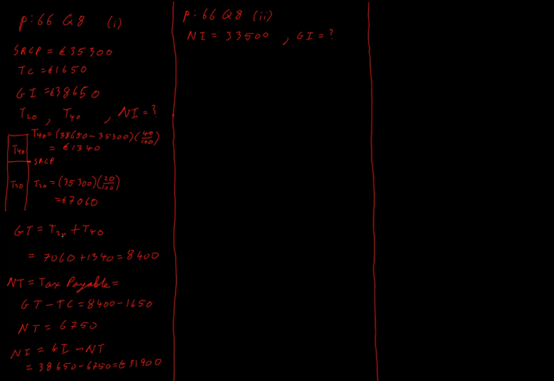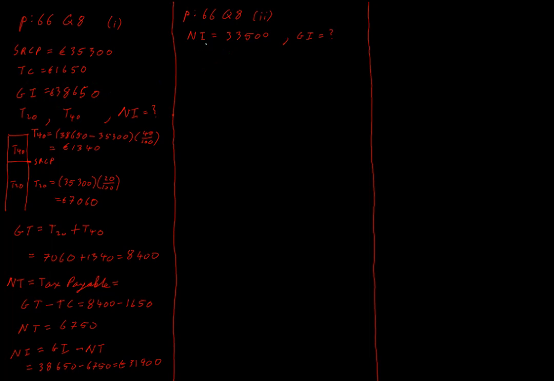We can see the different formulas that we used the last time we were doing these questions, and let's see what information we've got. We still have the tax credit, the standard rate cutoff point, and our tax rates are still going to be the same from part 1. So we have that information here. The only thing that's changed is our net income and our gross income.